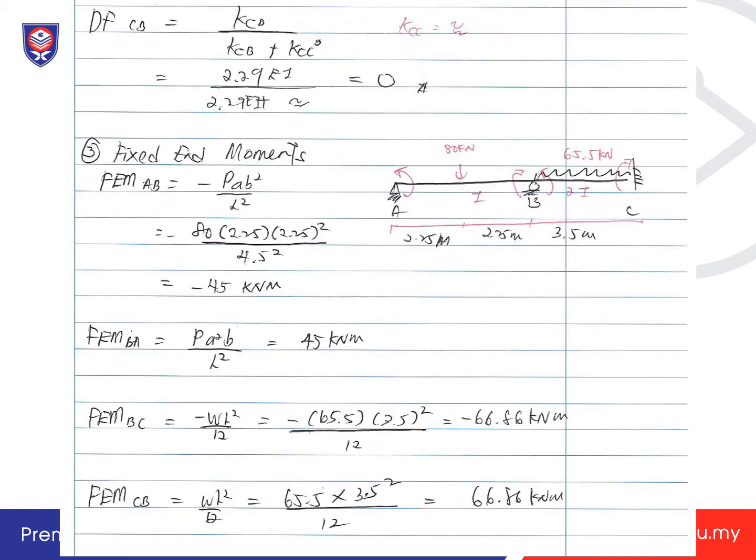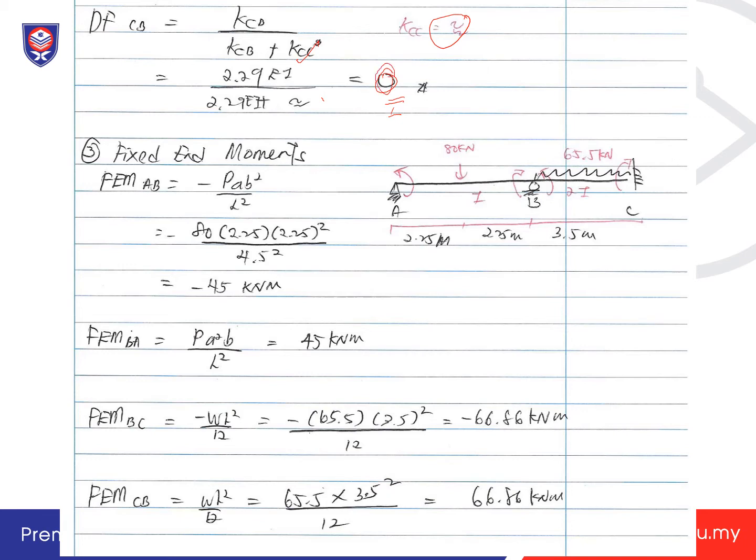And then for DF CB, KCB over KCB plus KCC. At the free end here, the KCC is unknown, so you assume this is equal to 0. At fixed support, there is no distribution to the left and right, no distribution here, so it's considered as 0. Just like the fixed end and also the free end is all 0, like I explained before.